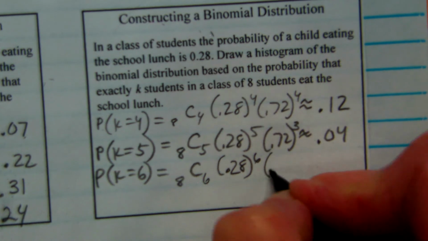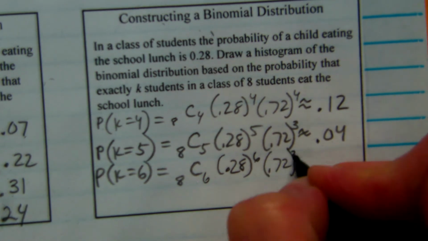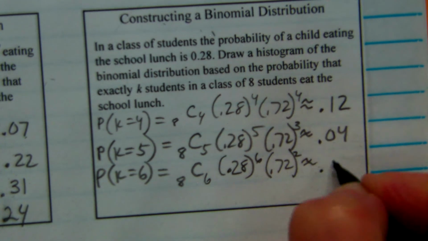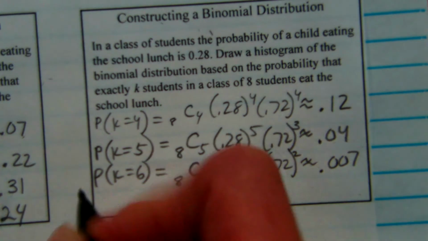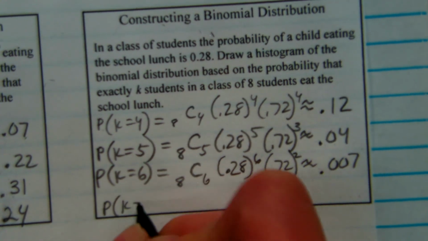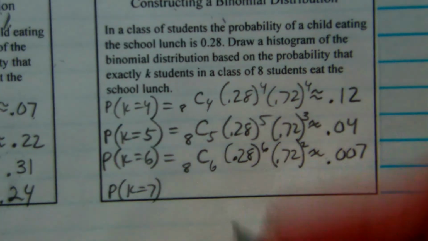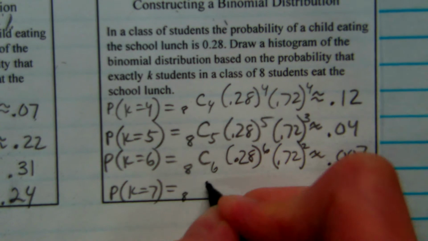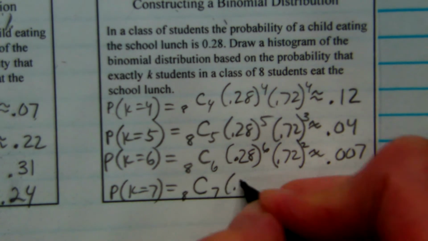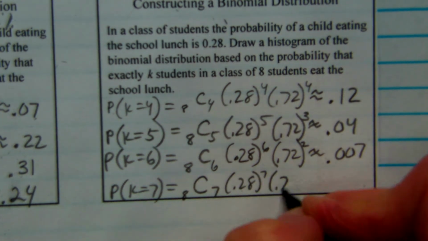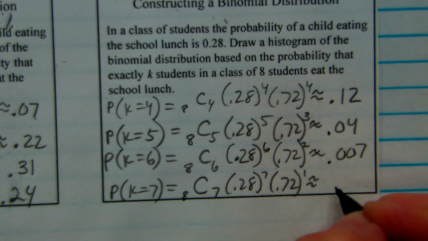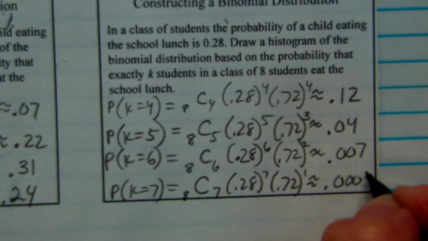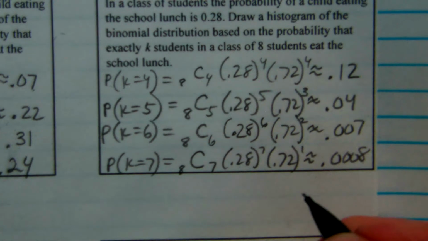So we do 6 on the power, and then 2 on the power. And this one comes out 0.007. We're almost done. We've got to do 2 more. So then if we do 7, get 8 C 7, 0.28 to the 7th, 0.72 to the 1st, comes up 0.0008. I'm going to have to go below the box.